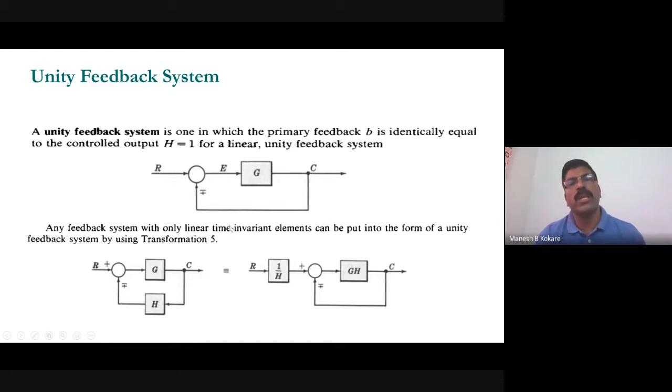Any feedback system with only linear time invariant elements can be put into the form of a unity feedback system by using a transformation. Here this figure and this figure are equivalent. What we have done is basically convert this figure into the unity feedback system. Since we have shifted this block here, we have to multiply this one by H. So this is equivalent to this one. What is the transfer function of this one? If it is negative feedback, it will be G(s) divided by 1 plus G(s)H(s). The same thing applies if you find the transfer function of this one, which will be equal to G(s)H(s) divided by 1 plus G(s)H(s). The important thing is that this is the unity feedback system, and you can convert the given system into a unity feedback system by arranging blocks this way.